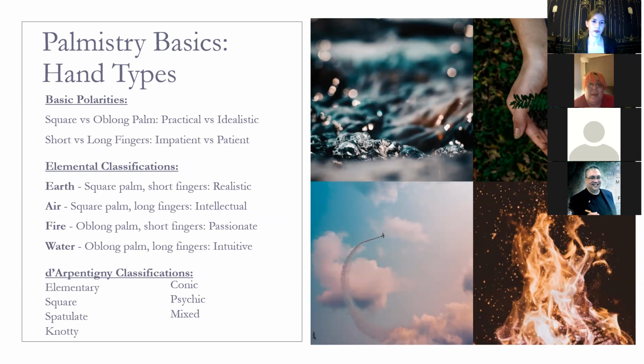What are the basic polarities? The basics are, is your palm more square or is it more oblong, rectangular? Do you have short fingers or do you have long fingers? In truth, many people have medium fingers and a mix between square and oblong. But as we're doing palmistry, you will find a lot of it is about binaries, polarities, just so that we can know which direction something is leaning.